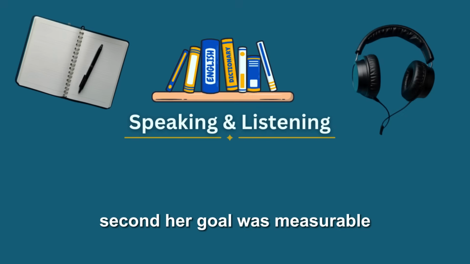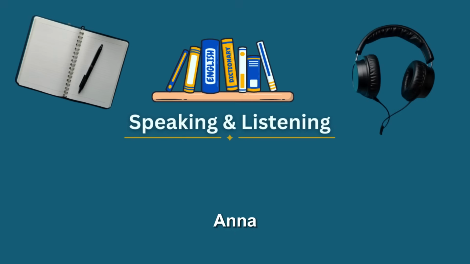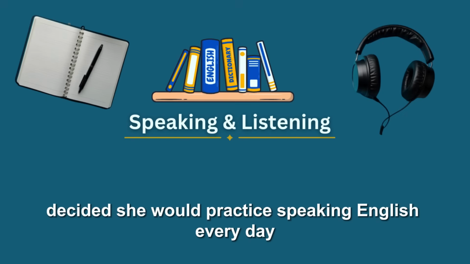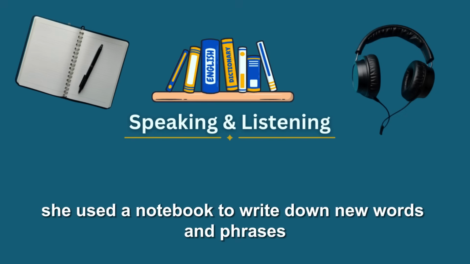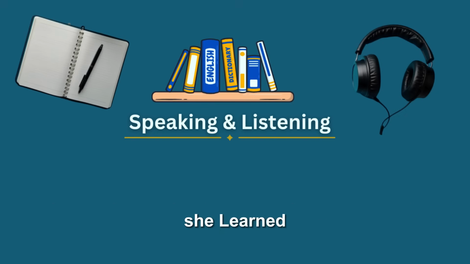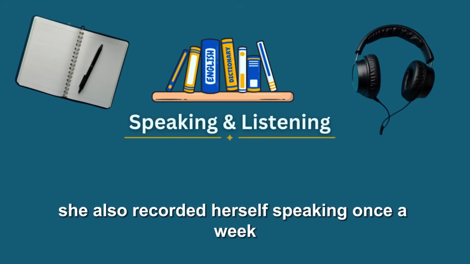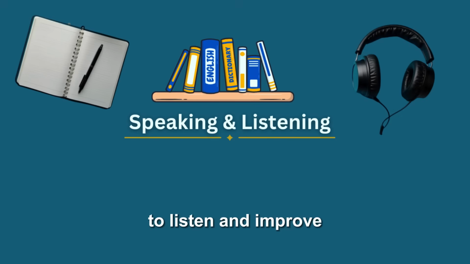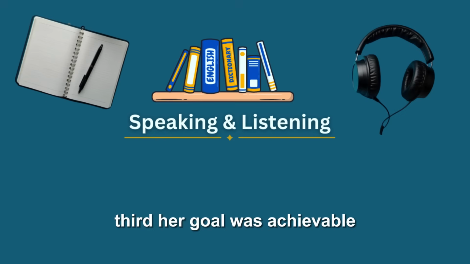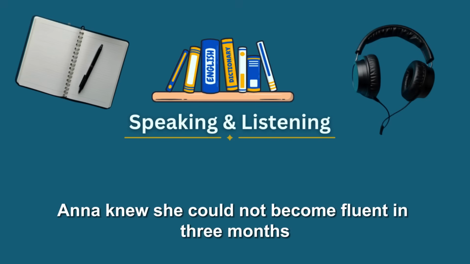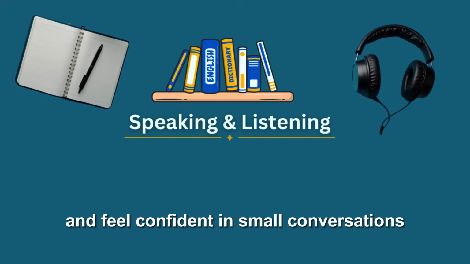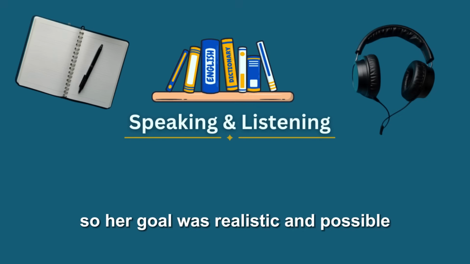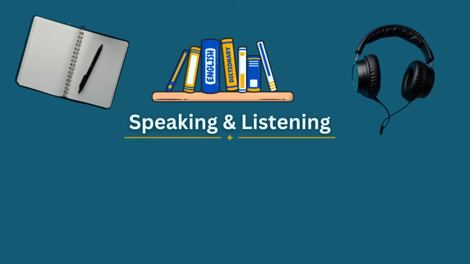Second, her goal was measurable. Anna decided she would practice speaking English every day and keep track of her progress. She used a notebook to write down new words and phrases she learned. She also recorded herself speaking once a week to listen and improve. Third, her goal was achievable. Anna knew she could not become fluent in 3 months, but she believed she could speak better and feel confident in small conversations. So her goal was realistic and possible.